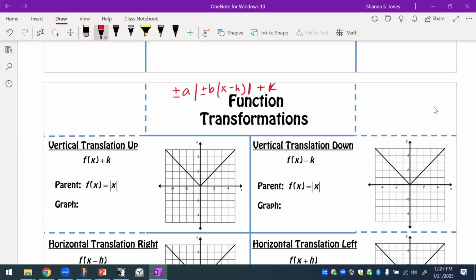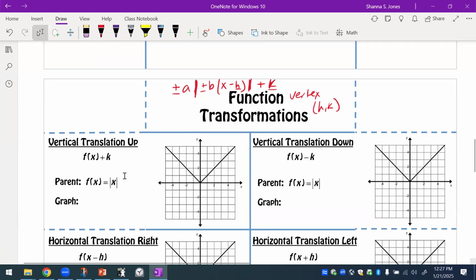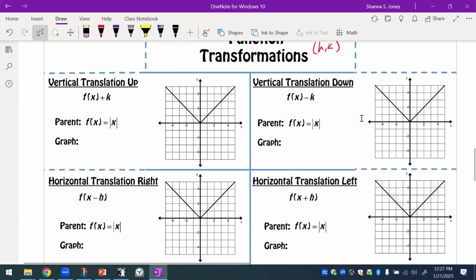Does that make sense? Okay, we've learned that our vertex is our h and our k. Do y'all remember that? Your vertex is your h and your k, which logically tells you that you're going left, right, up, and down. Does that make sense? And then from there are the other features. So again, this is absolute value. And the main new things we're going to be talking about are a and b. Got it? All right. So up first, vertical translation. So we have f of x plus k, f of x minus k. f of x is our absolute value function. f of x equals absolute value of x.